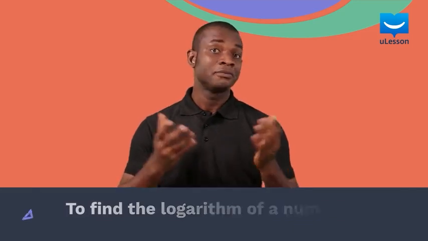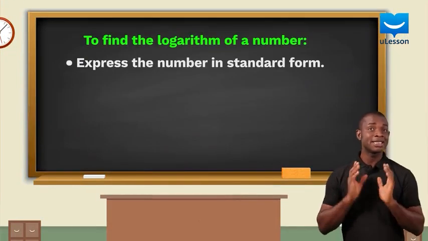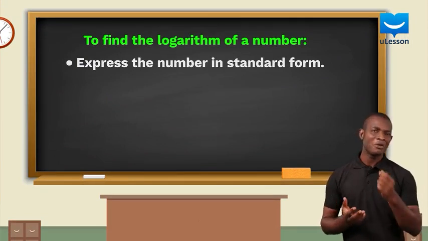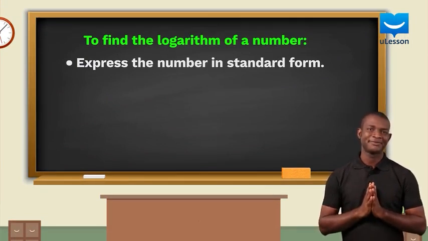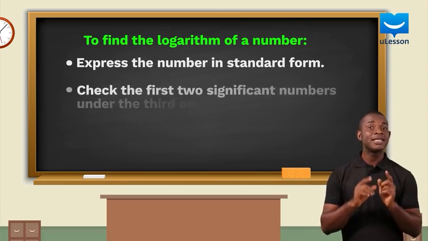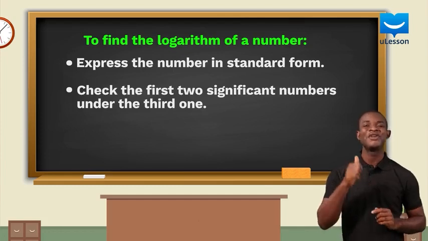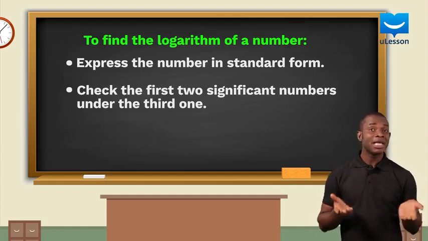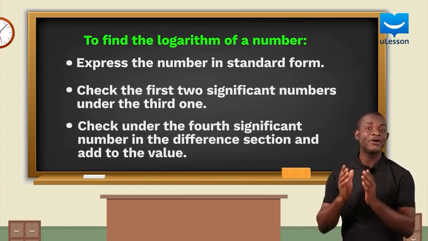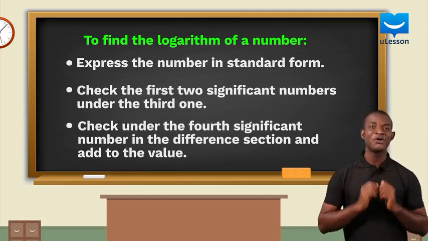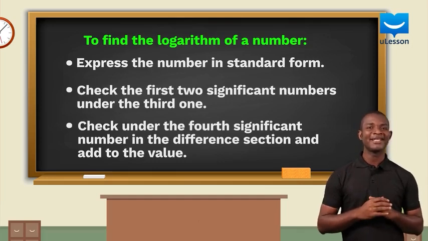Before we begin, what is the first thing to do when looking for the logarithm of a number? If you said express the number in standard form, then you are correct. Now, after that, what do we do next? If you said check the first two significant numbers under the third one, then you are really brilliant. The last step is to check under the fourth significant number in the difference section and add it to the previous value we got. I hope you remember that.